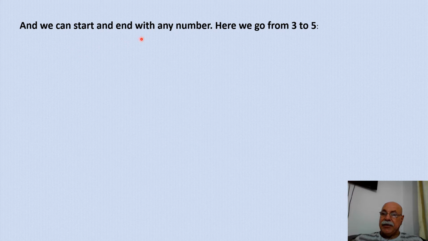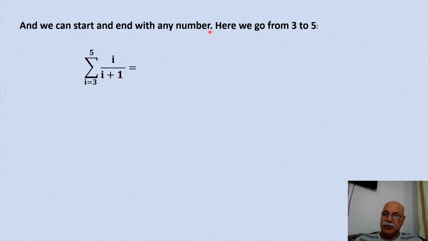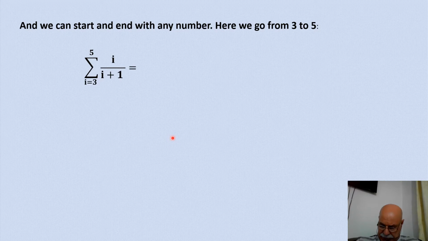And we can start and end with any number. Here we go from 3 to 5. You see how it has become 3 to 5. You see, i equals 3, element i, this is a fraction here, i over i plus 1, going to 5. Stop the video and try, and we'll see the answer after.